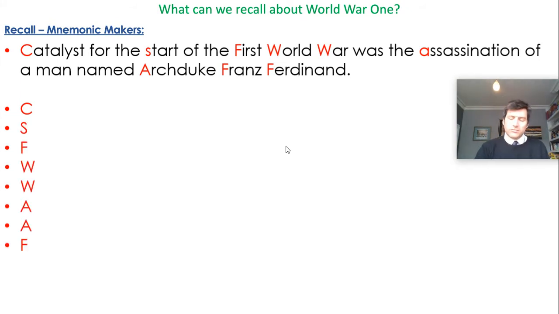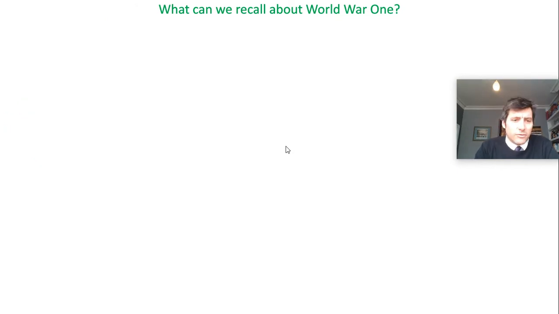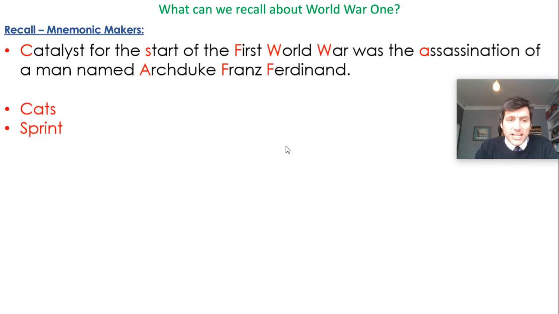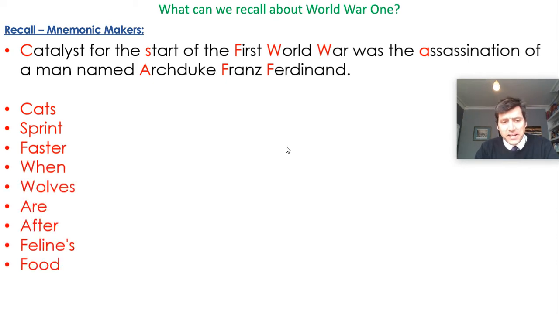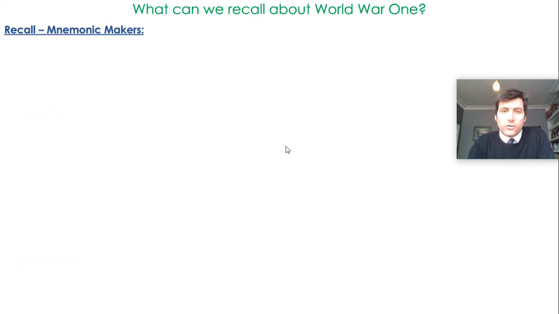Then I was trying to be creative. I'm sure you're going to be much better at this than me. I've got: cats sprint faster when wolves are after felines' food. Best I could do. Honestly, my cat was in the room and he insisted that we did it about him. Now, can you think of a better one for catalyst, start, First World War, assassination, Archduke Franz Ferdinand? And then can you think of some other ones for other events?